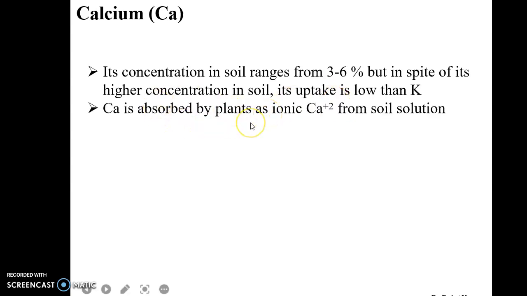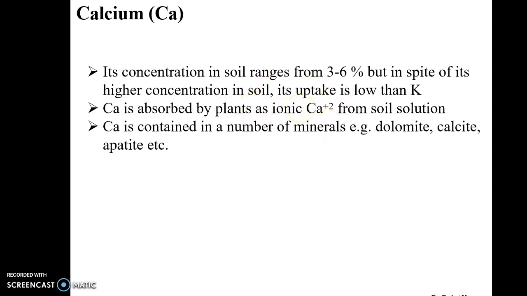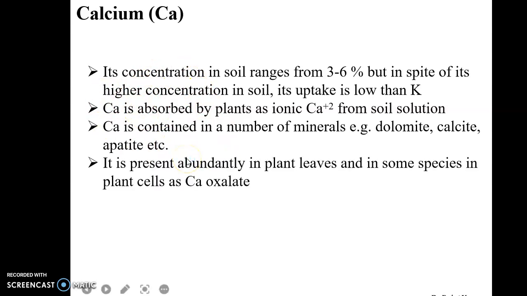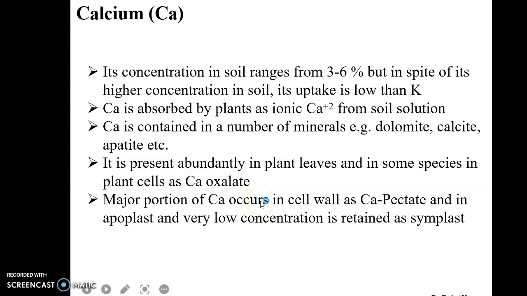Calcium is basically absorbed by plants as ionic calcium ion from the soil solution, and calcium is also contained in a number of minerals such as dolomite, calcite, and apatite, from which it can be absorbed by the plants. It is also present abundantly in plant leaves, and in some species in plant cells as calcium oxalate.